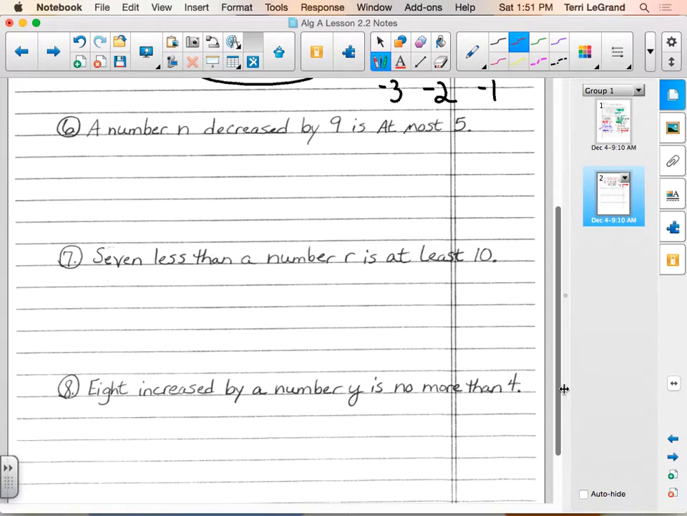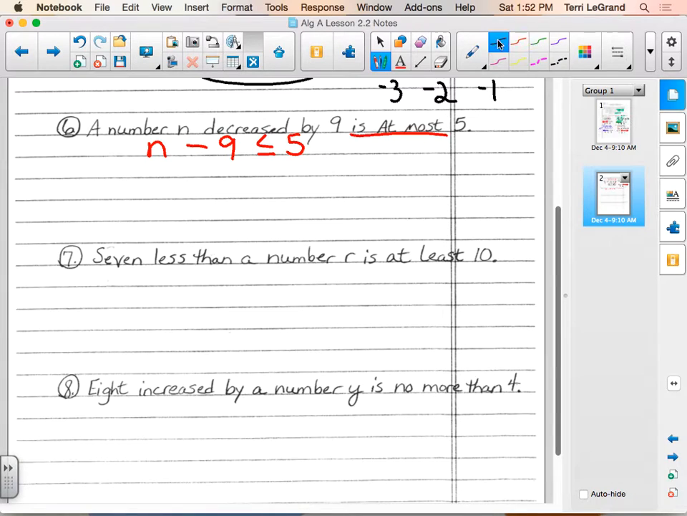That sounds like a different way of saying that inequality right here is "at most." I remember from yesterday. Okay, let's start back at the beginning though. A number n decreased by, sounds like we need to subtract, 9 is at most 5. In other words, it can't be any more than 5. But it can be 5, so it is less than or equal to 5. If you look back at yesterday's notes at the beginning of them, that was one of the word phrases for our is less than or equal to symbol.